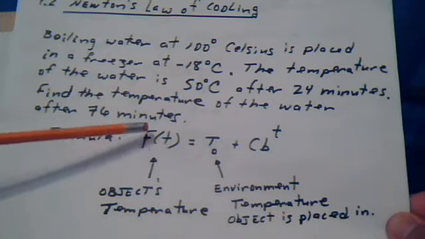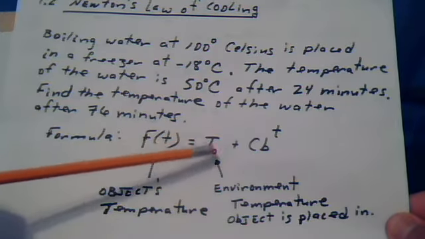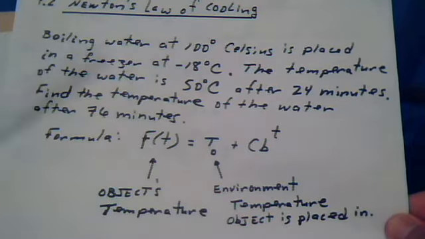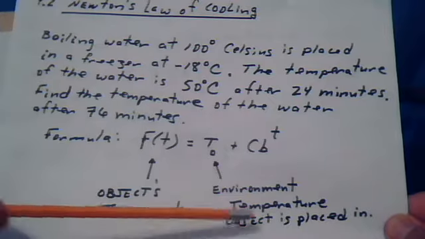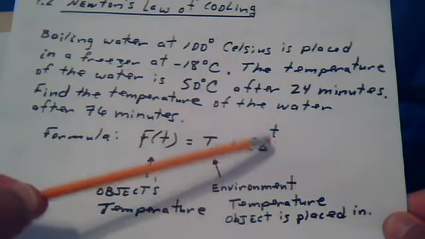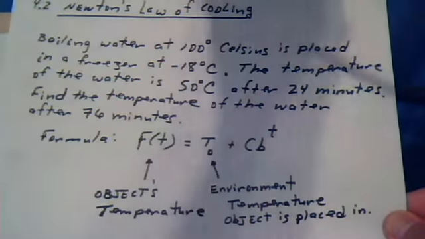This part of the equation will pick up the object's temperature. This part of the equation, T sub 0, is going to pick up the environment temperature, in this case, a refrigerator temperature. That's where the object is being placed. And we need to find the B and the C before we use this equation. We're going to use the information they gave us.